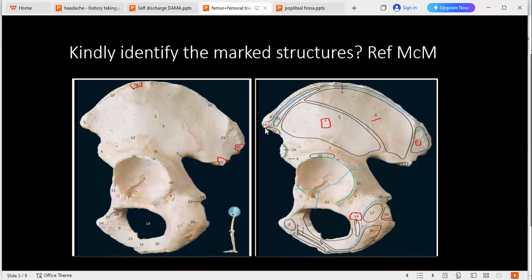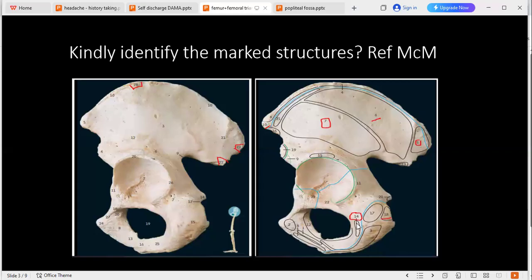Anterior superior iliac spine. Sartorius originates from here. Okay. Number 14, please. It's a very famous, very big muscle. The posterior group of muscles of the thigh arise from here. Quadratus femoris. Yes, please.